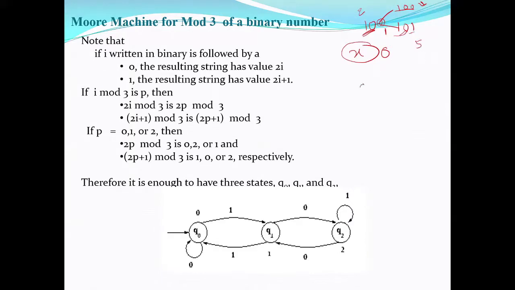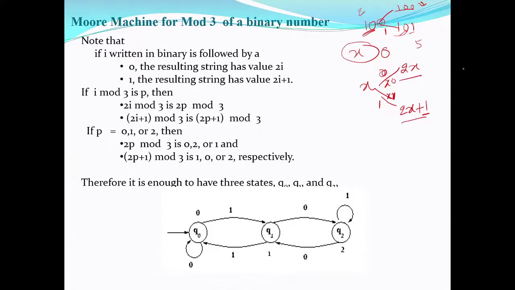Similarly, if there is a binary number x and you attach 0 to its right end, your number becomes 2x. And if it is attached with 1, that is x1, what happens to the value of x? It will become 2x plus 1, because every bit is shifting towards the left. So when it shifts towards the left, its value is multiplied by 2. And at the unit place, if you have 1, then 1 will be added. If you have 0 at the unit place, nothing will be added. That is how it has come.